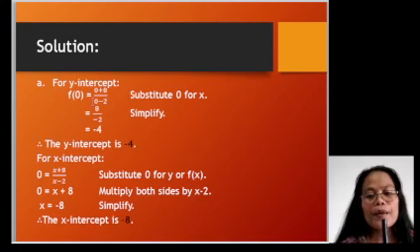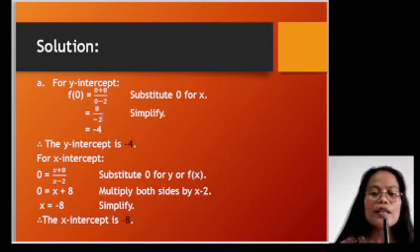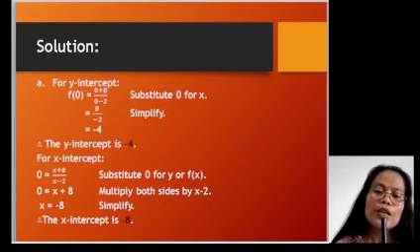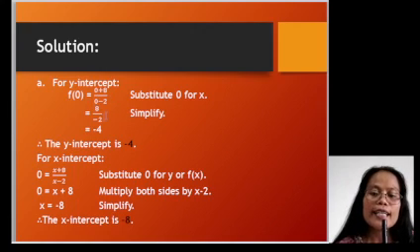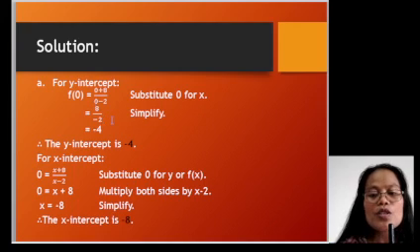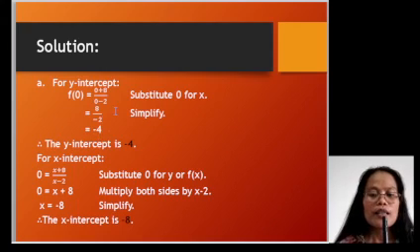For the y-intercept, we have to replace x with 0, or we need to substitute 0 for x. So f of 0 equals 0 plus 8 all over 0 minus 2. 0 plus 8 is 8 over 0 minus 2 is negative 2. And we simplify 8 divided by negative 2. That is negative 4. The y-intercept is negative 4.